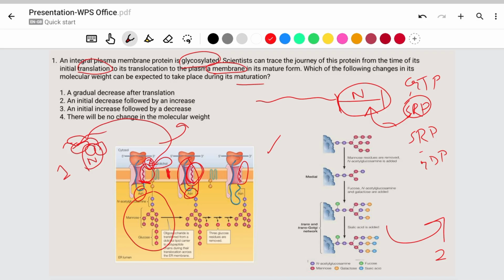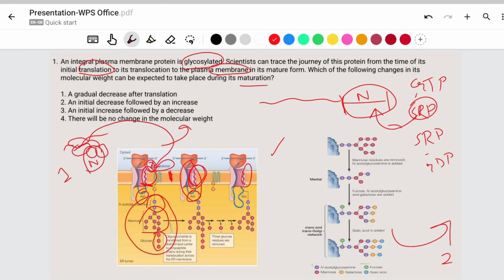So here the attachment will be of that NAG to NAG, 9 mannose and 3 glucose. So it will come and bind to the asparagine residue. This asparagine residue will form an N-linked glycosylation at this asparagine residue. So this kind of glycosylation is very important to be recognized by the chaperone proteins.